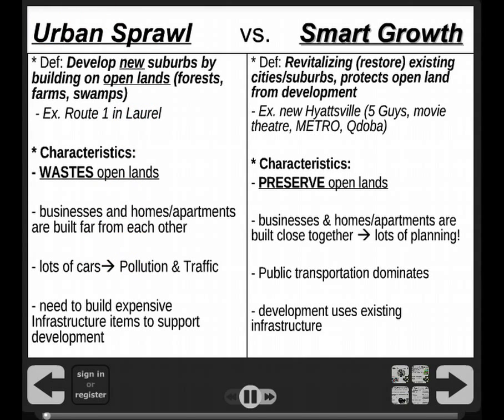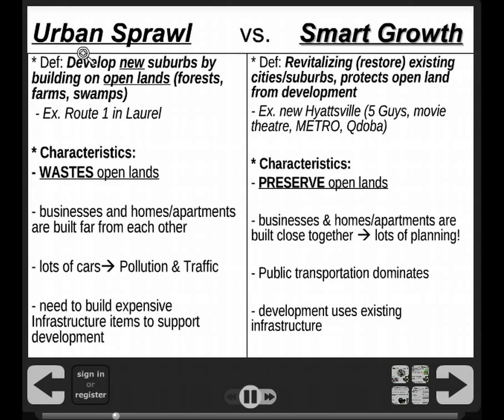Alright, so what we're going to do now is look at two different philosophies of development. The first one is the evil one called Sprawl. In Sprawl, you're developing new suburbs by wasting open lands. An example of that might be going down the Rockville Pike or Route 1 in Laurel. There are all sorts of shopping centers, and it's just a lot of pollution, a lot of congestion, not a very fun place to be.